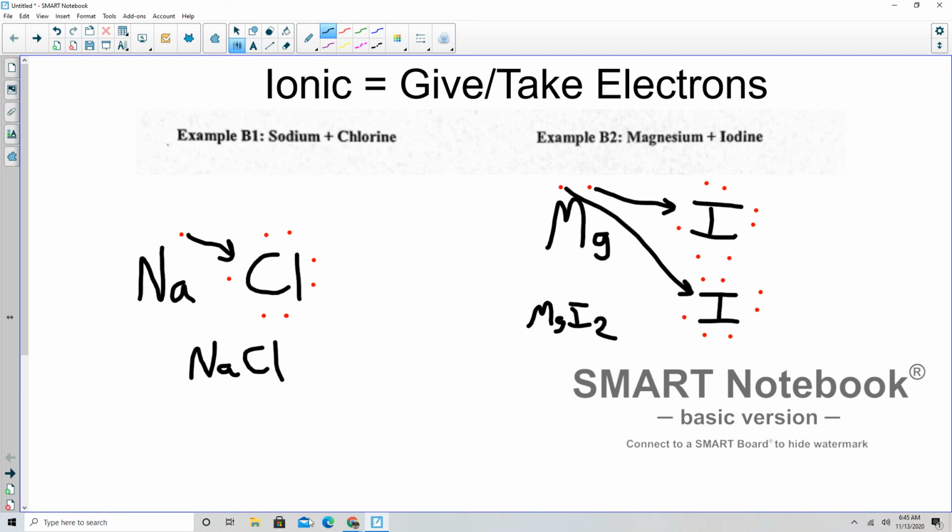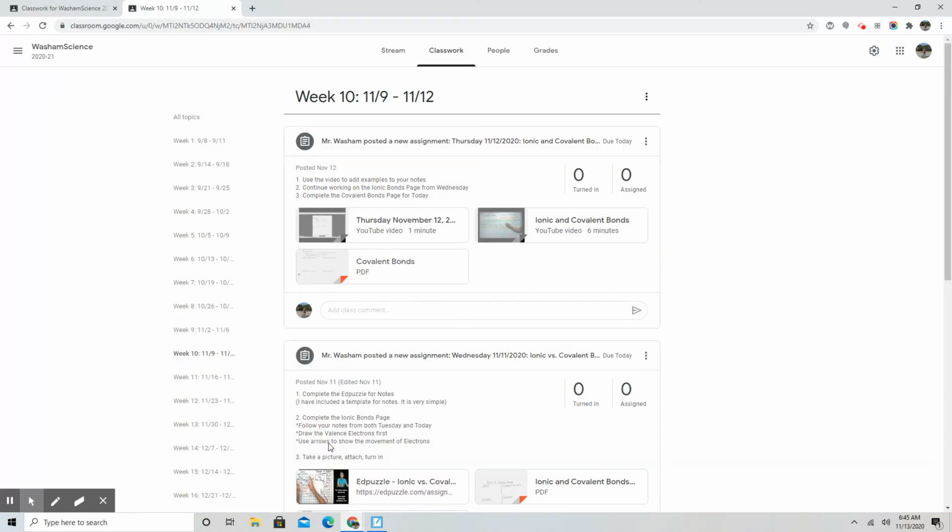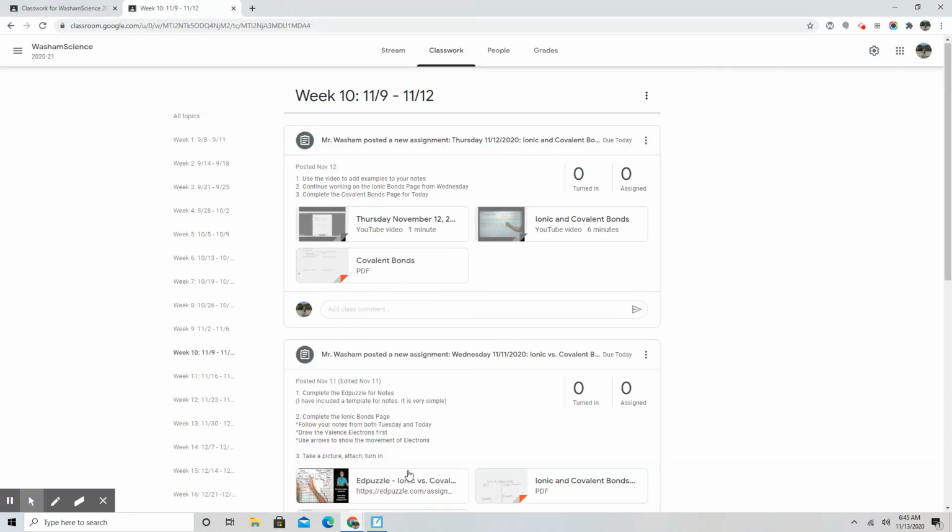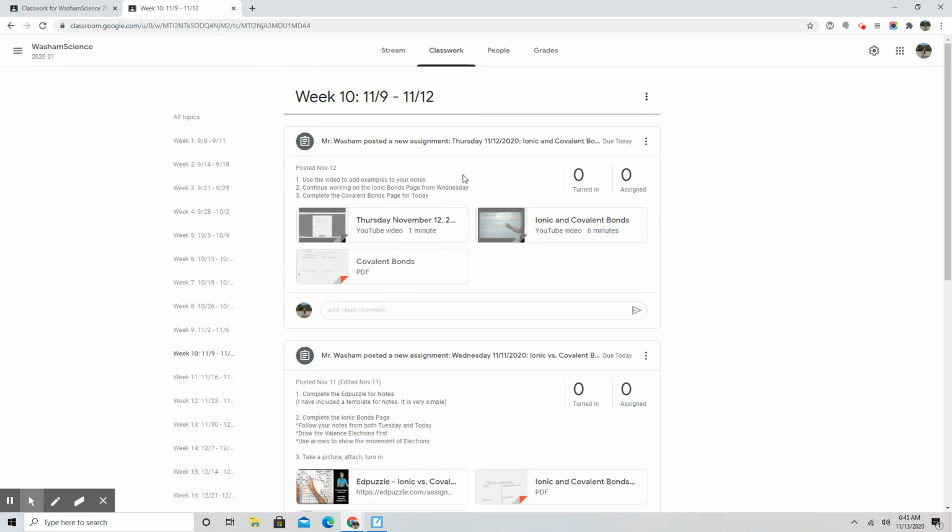Complete your examples. Make sure you turn them in on the correct day, either Wednesday for ionic or Thursday for covalent. And that is your work for today, Friday.